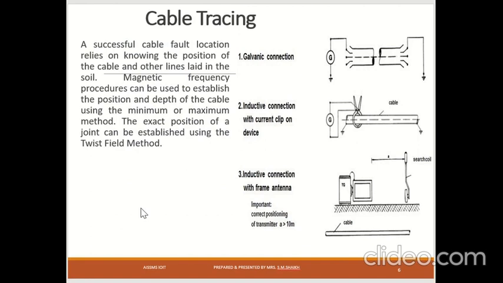A successful cable fault location relies on knowing the position of the cable and other lines laid in the soil. Magnetic frequency procedures can be used to establish the position and depth of the cable using the minimum or maximum method. The exact position of the joint can be established using the twist field method. So basically, for cable tracing, there are three different methods as seen in this figure over here. One is the galvanic connection, second is the inductive connection, and third is the inductive connection with a frame antenna.